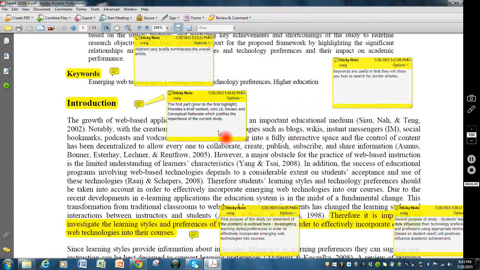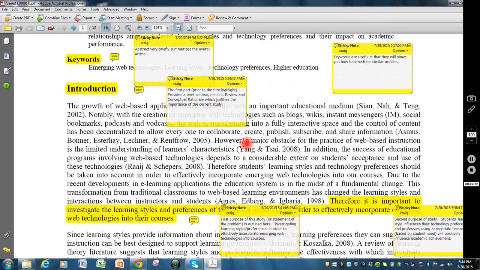Okay. Now the introduction. The first part of the introduction of most peer-reviewed journal articles will provide a brief context. There'll be a mini lit review or conceptual rationale which justifies the importance of the current study. So in the parts here prior to the next highlight, those things will be covered. There'll be a brief context, there'll be a few citations as you can see over here, and it'll justify why this particular study, the current study, is important.